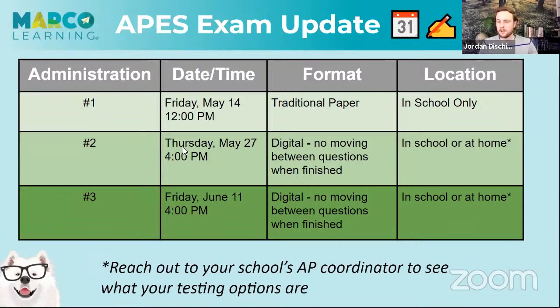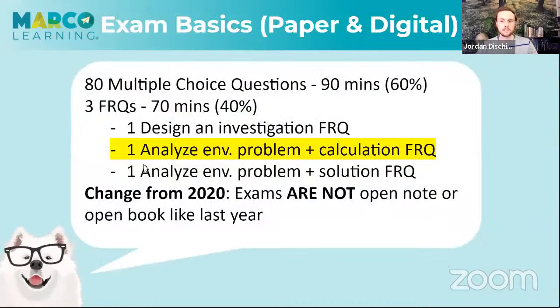This content has been gone over quite a few times in these videos, so I encourage you to check out one of the older APES review videos on the Marco Learning channel if you want more of an explanation here. But these are the exam dates. You need to make sure you talk with your school to figure out when your date is because it's different for everybody. But these are the formats. The format for the exam in terms of what it actually looks like will not change between those 3 administration periods. It will be 80 multiple choice questions in 90 minutes, and that will be 60% of the exam.